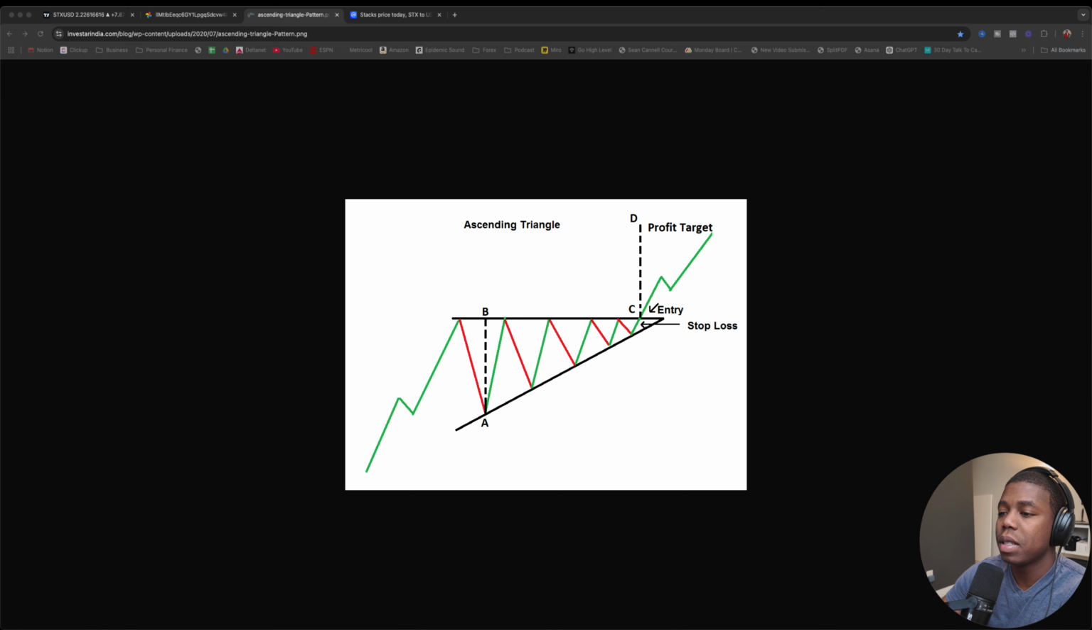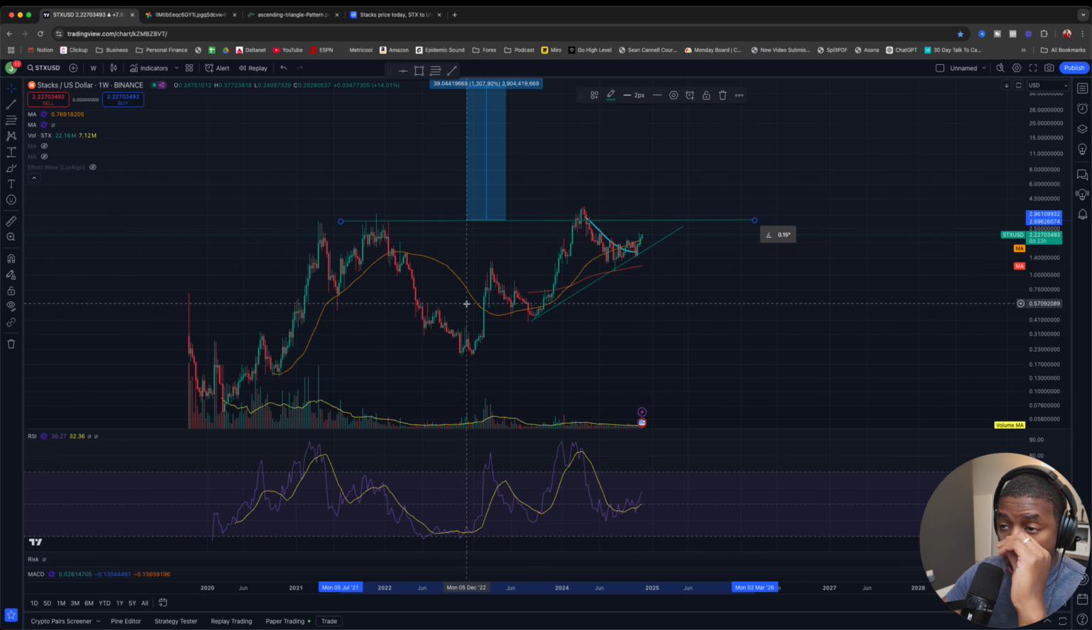Price will come up to that resistance and make a series of highs right near that resistance level, but also a series of higher lows until it meets near the apex of the triangle and then breaks out, typically to the upside, but there are times where it goes to the downside. And so let me show you what that looks like on this chart.